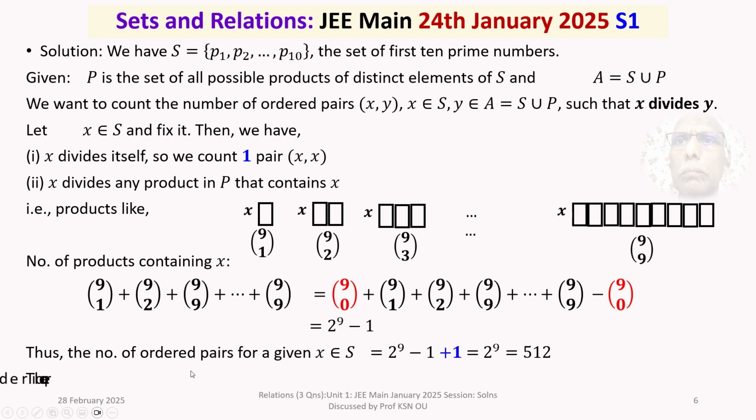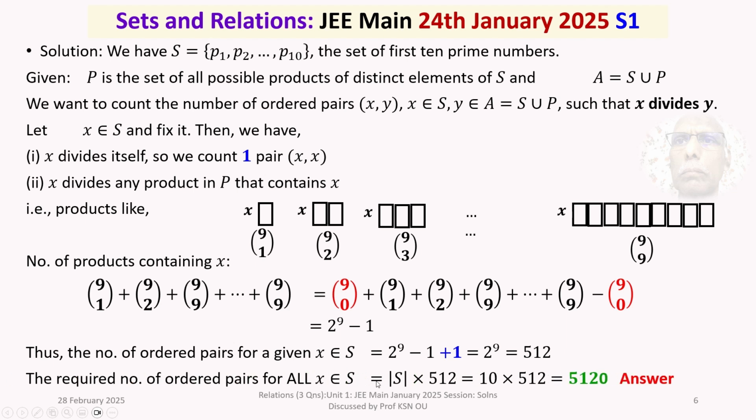Therefore, the required number of ordered pairs for all x belonging to S will be order of S multiplied by 512, that is 10 into 512, that is 5120. That's our answer. The answer is 5120. Yeah, this is a good question.